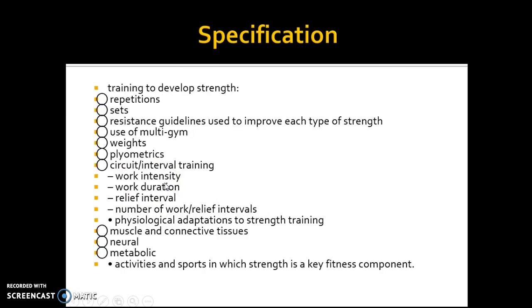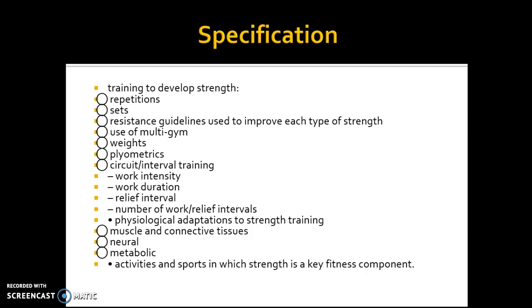Okay, so going on from there, we need to know the resistance guidelines, how you train to develop the different types of strength. First of all, we'll look at resistance guidelines, how you apply the FIT principle to strength training, and then we'll have a look at the different types of weight training. So we've got free weights, plyometrics, multi-gym, and then we'll have a look at circuit or interval training, which you have to make sure you link to these key things here. Then moving on from there, you've got your adaptations to strength training, and then activities in which strength is a key component. So that's your overview.